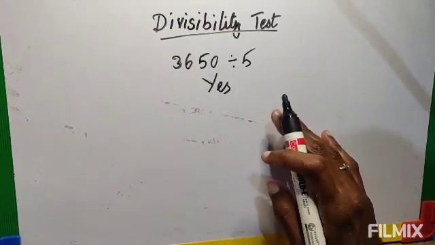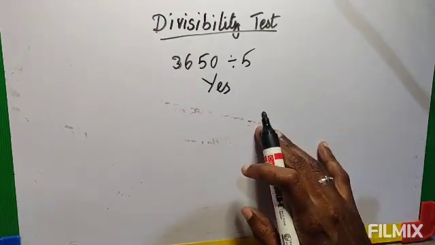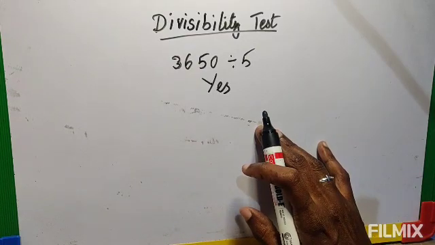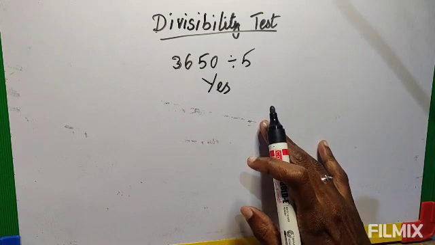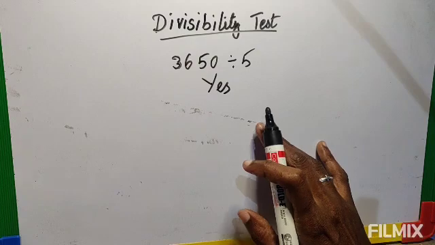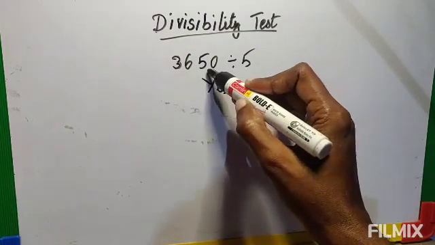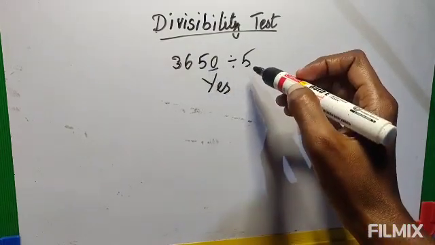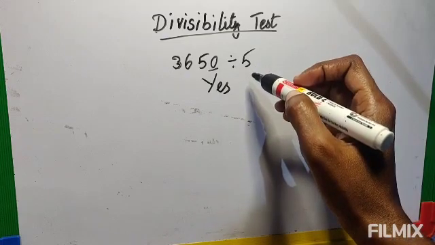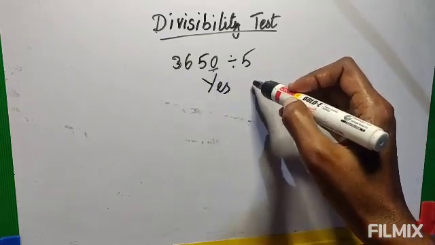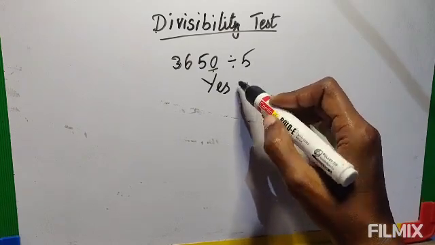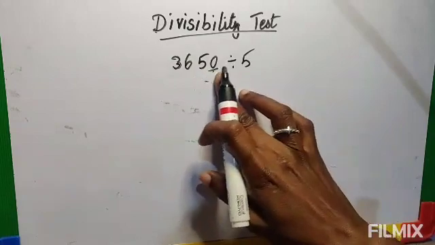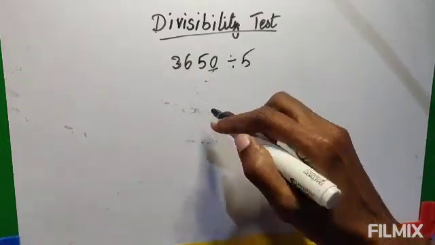You must show how it is done. In your book also it is not given just yes. They have shown how it is divisible. So you can look at the book also, how in the example they have given. Here in ones place 0 is there, so it is divisible by 5. That way you have to write.